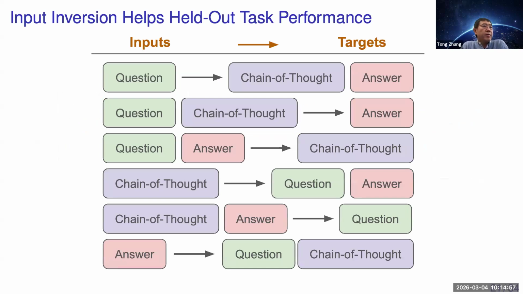Okay, so now let's look at these. Basically, they try to understand the input inversion. This also creates diversity in some sense, just ways of generating different types of tasks. You have inputs to target. Basically, this is a prompt. This is your response.